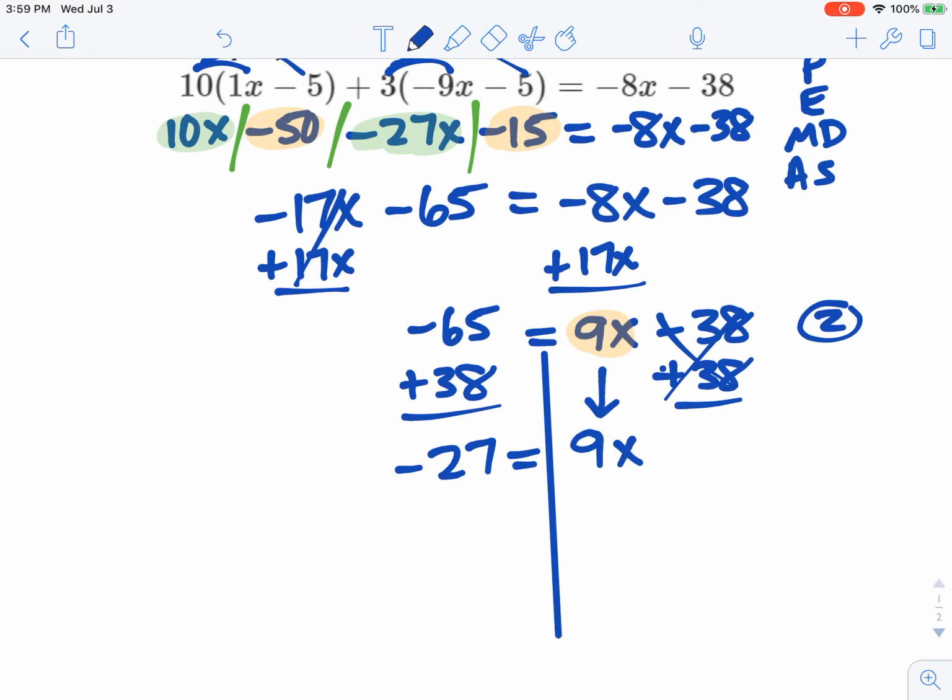And then we've got one step left. We made our two-step into a one-step as always. Simply divide by the coefficient of 9 to give you your answer, negative 3, equaling our answer, x.